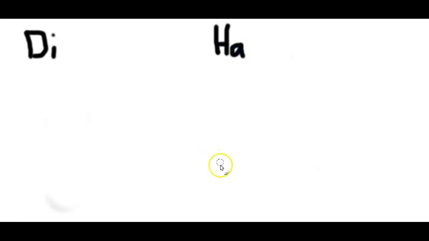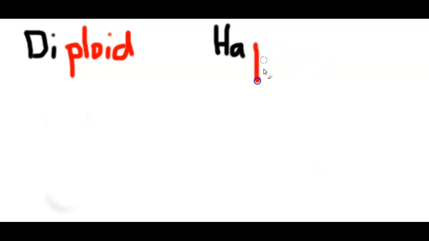So di to half, it's like half. Okay, now I'm going to put the rest of the word in. Ploid. Ploid is referring to sets. What I have in black is how many sets of chromosomes. So di, two sets of chromosomes. One set from the mom, one set from the dad. Haploid, half that amount. So again, ploid means sets.